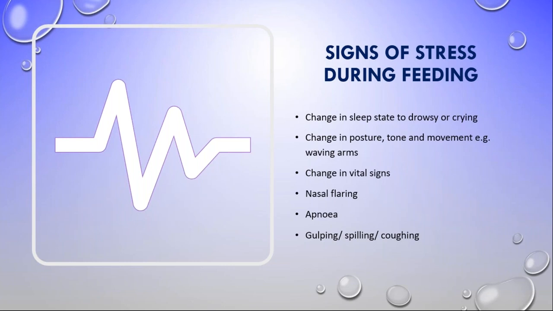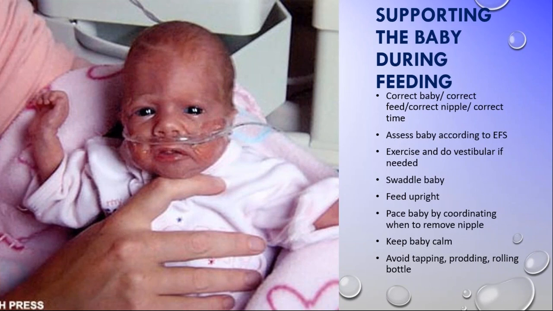How do you support a baby during feeding? Make sure you've got the correct baby, the correct feed, the correct teat, nipple, and the correct time. This can be quite confusing in intensive care. Assess the baby for early feeding skills. Can it actually feed? Do exercises and vestibular movement if necessary. Swaddle the baby. Feed the baby more upright, not lying down completely. You may have to pace the baby by coordinating or removing the nipple. Keep the baby calm. Avoid tapping, prodding, or rolling the bottle.